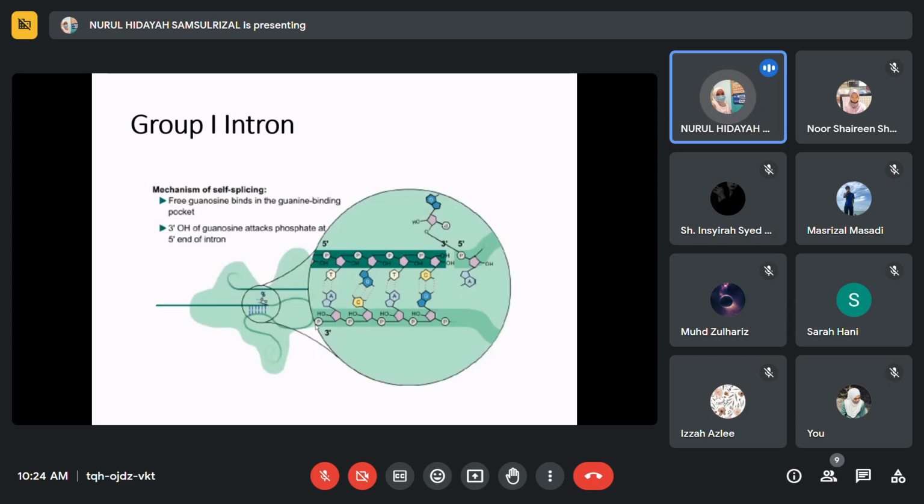So they have guanosine binding, the guanine binding pocket. Dekat guanine binding pocket tu, dia adalah dekat mana dia akan attach kita punya 3' OH tu. Guanosine attaches the phosphate at the 5' end of introns. So we have 5' to 3', so the 3' OH of guanosine can attack the 5' end of introns. Yang ni bahagian introns, kamu kena tengok dekat sini, phosphate group kat sini. So the 3' OH akan attack the phosphate at the 5' end of introns. Dia berlaku kat sini, this is what guanine punya binding pocket. Sebab kita ada dua kan.